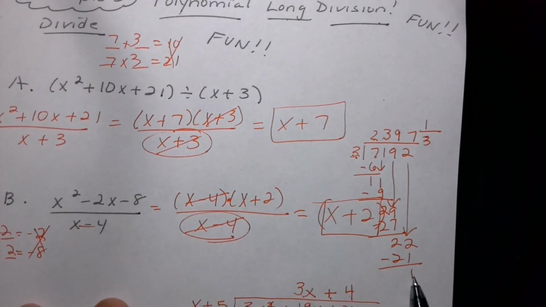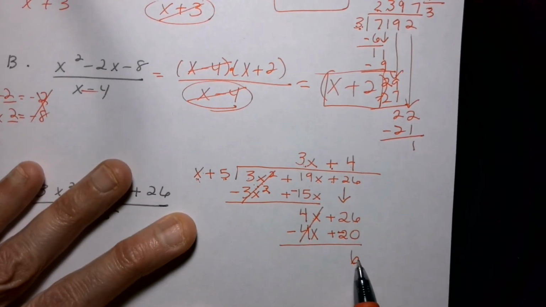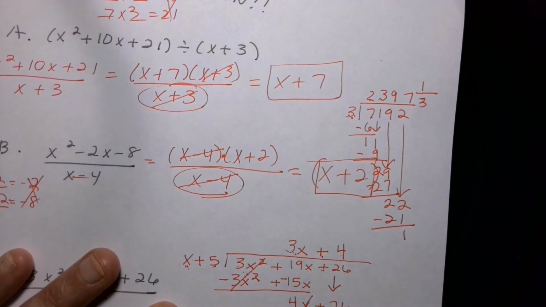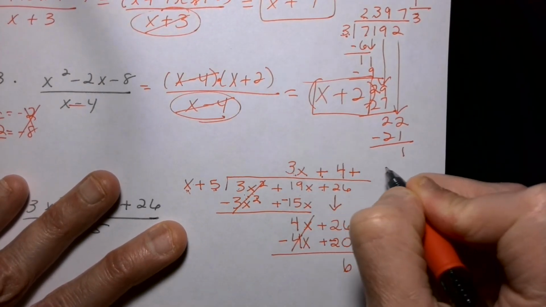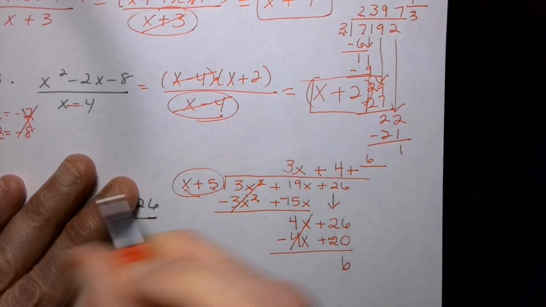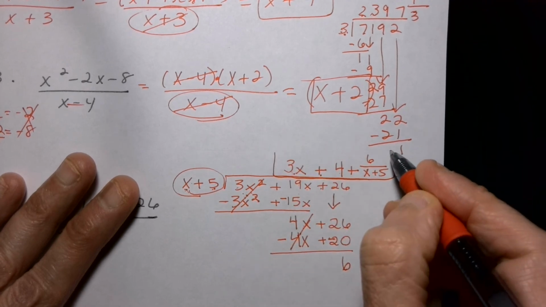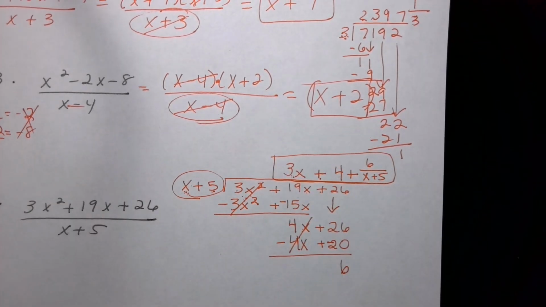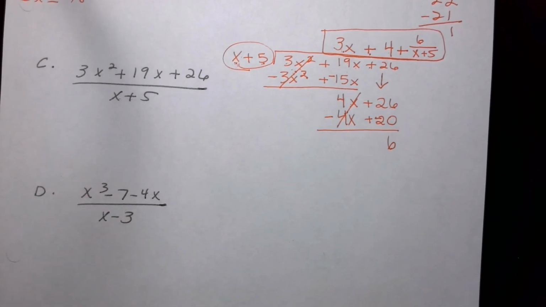So do you remember what we did with the remainder up here? We put it over what was out front. We're going to do the same thing here. But we have to put the plus because it's a positive 6. We're going to do plus 6 over this whole thing. This is your answer. Who knew?